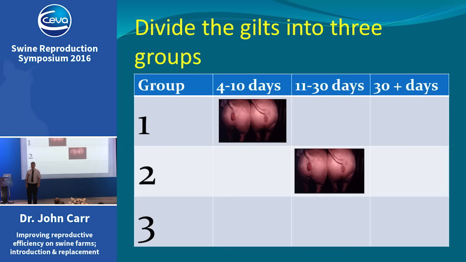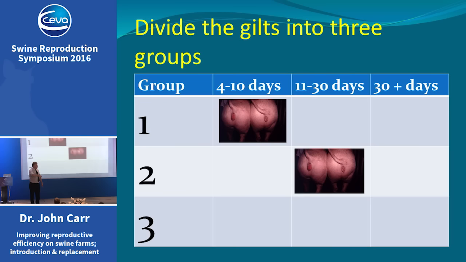So who thinks that group three will have the biggest farrowing rate? Nobody. Who thinks group one will have the biggest farrowing rate? And who thinks group two will have the biggest farrowing rate? Group two is interesting because you think that you'd spend more time, but it's actually group one.